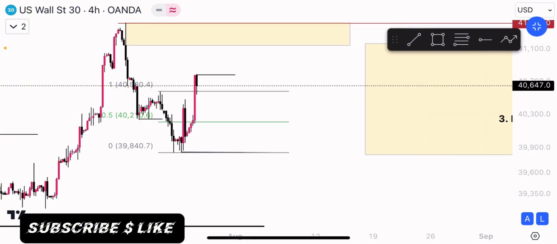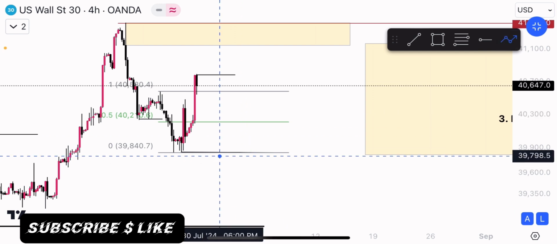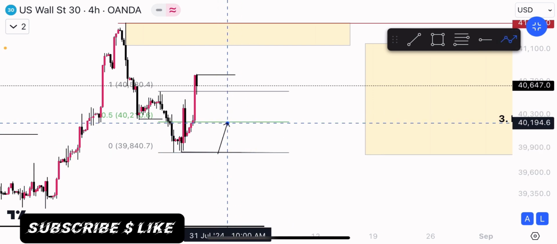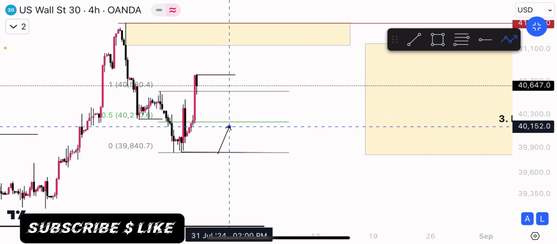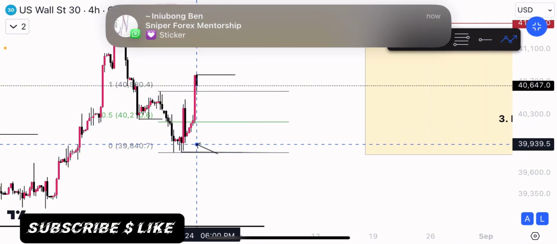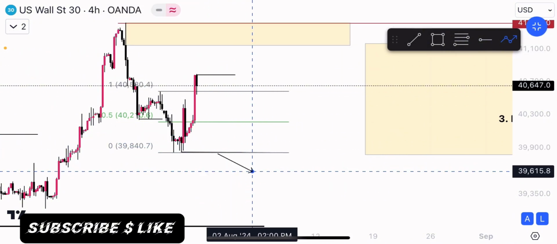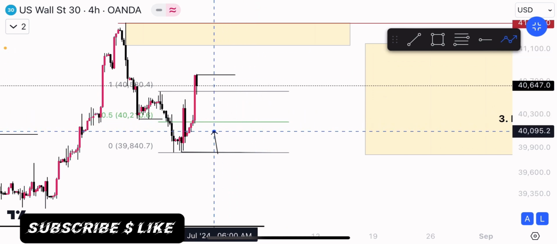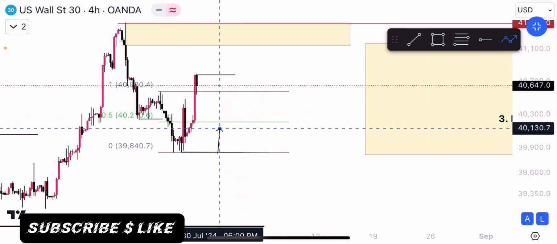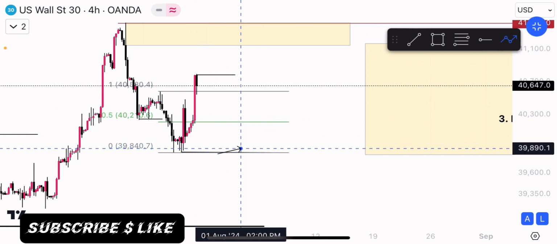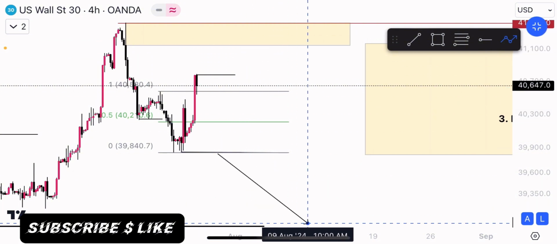Let me delete this one here. From this 0% to this 50% level to this 100%, here is our main outlook where we are meant to be looking for buys. We're going to be looking for buys only. And we are going to take that because we are meant to trade into this level to take this zone.